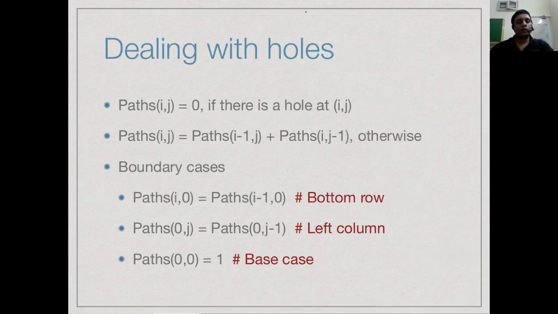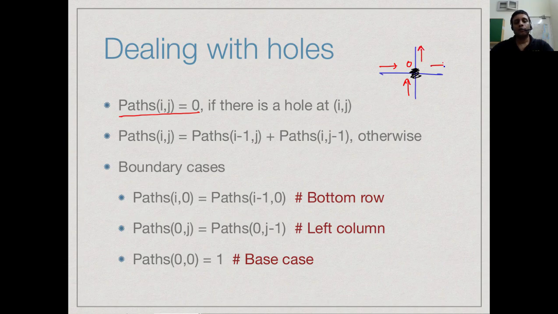So how do we deal with holes in this setup? That's easy. We just say that whenever there is a hole at a given point, we just declare paths(i,j) to be 0. In other words, if there is a hole at some point, then this is going to contribute 0 regardless of what's above or below. So if I have something coming from here and here, I'll just ignore it and say this is 0.